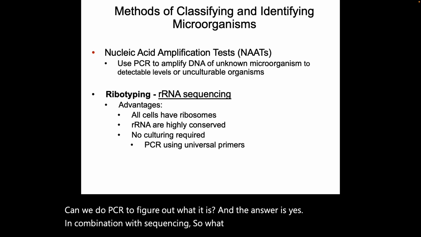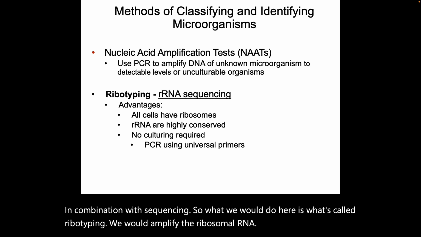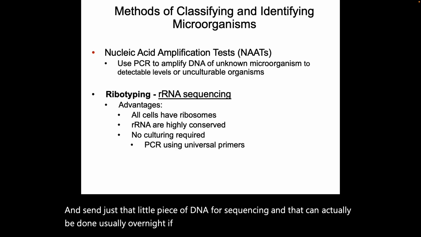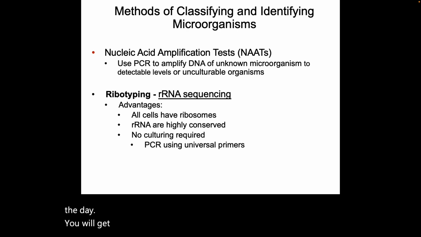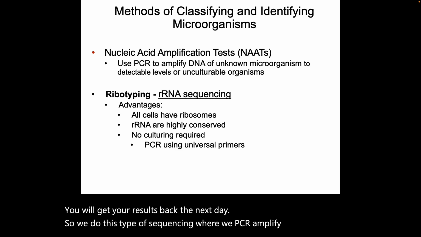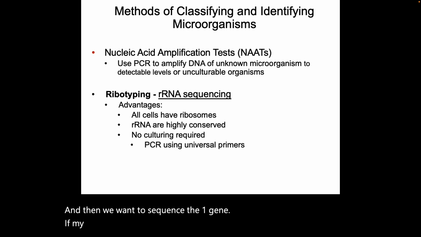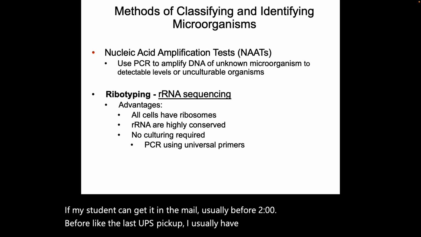So what we would do here is what's called ribotyping. We would amplify the ribosomal RNA and send just that little piece of DNA for sequencing. And that can actually be done usually overnight. If you can ship the sequence off early enough in the day, you will get your results back the next day. So we do this type of sequencing where we PCR amplify a gene, and then we want to sequence the one gene. If my student can get it in the mail, usually before 2 o'clock, before the last UPS pickup, I usually have the sequencing results by 7 the next morning.